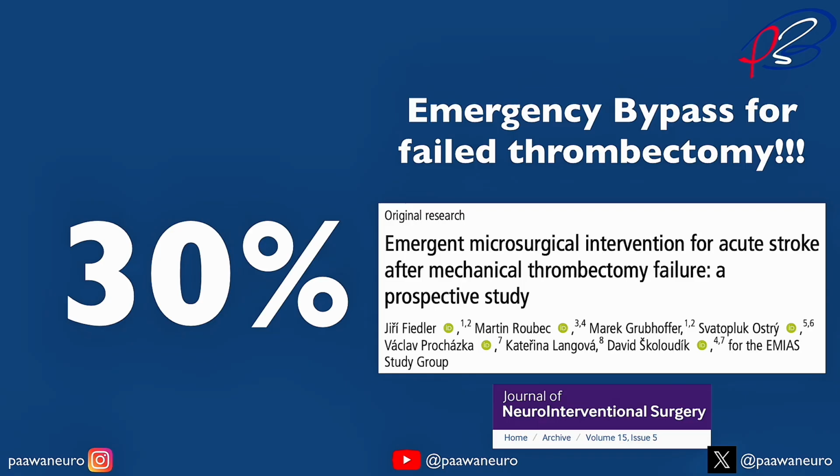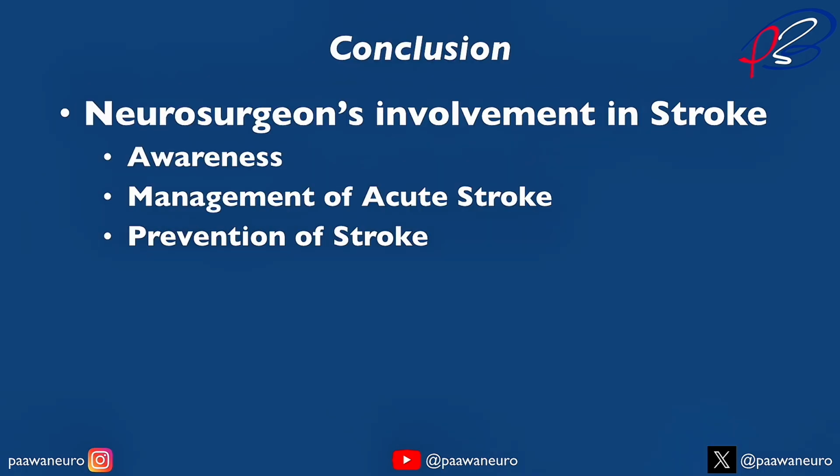As high as 30% of mechanical thrombectomies fail to achieve good revascularization. In these patients, there is a scope of performing emergency bypass to salvage the brain. To conclude, we strongly believe that neurosurgeons should get more involved in the management of acute stroke.